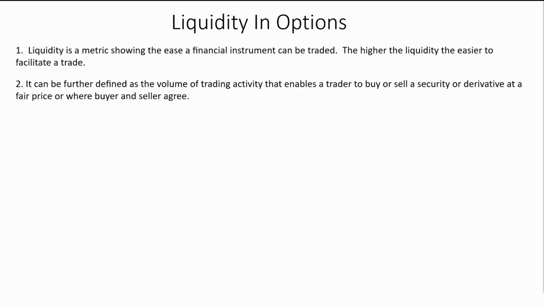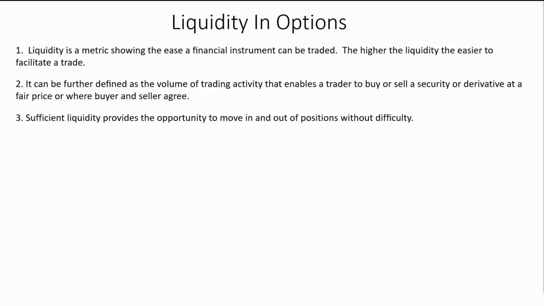So you could buy it for $1, decide you don't want it, and sell it back for 98 cents. Very tight bid-ask spread. But with those that are illiquid, you might buy it for $1 and not want to sell it back for 5 cents. That's what you want to stay away from: those with really wide bid-ask spreads and not a lot of liquidity. The real importance of liquidity is that sufficient liquidity will allow you to move in and out of positions without any difficulty.